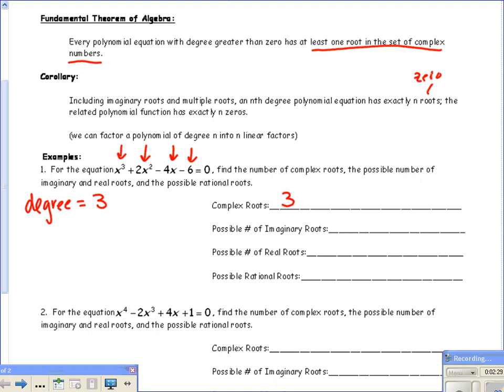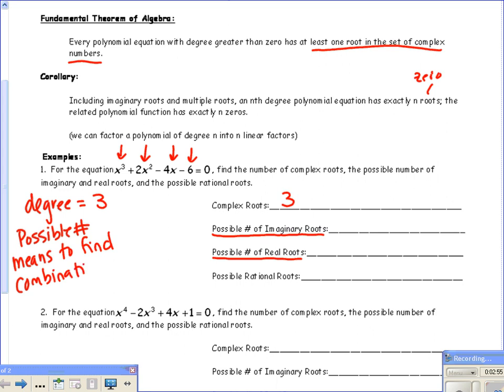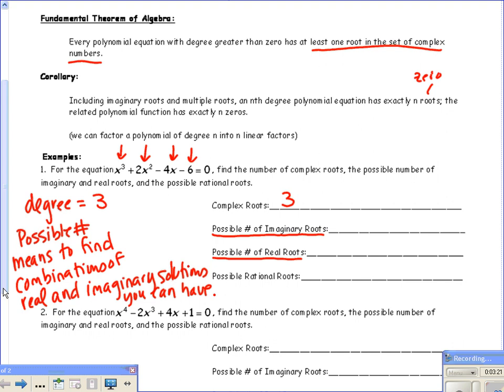Then it says to find the possible number of imaginary roots and the possible number of real roots. Now, when we're finding the possible number, we're really looking for the combinations. So possible number means to find combinations of real and imaginary solutions you can have. So again, we're finding the combinations of real and imaginary answers that we can have for the given equation.